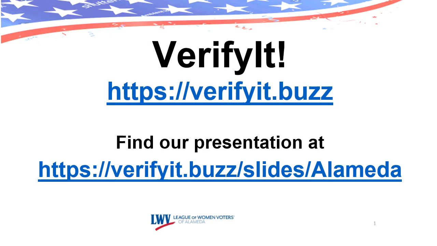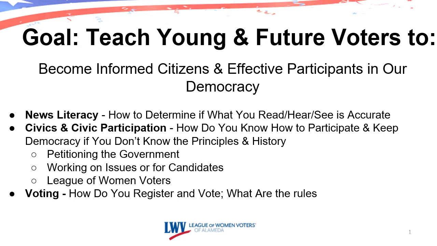So our goal in creating this game is to teach young and future voters to become informed citizens and effective participants in our democracy. We wanted to do it by focusing on three areas: news literacy, teaching them how to determine if what they read, hear, or see is accurate. We wanted to teach them about civics and civic participation, because how do you know how to participate and keep your democracy if you don't know the principles behind it as well as its history? We're looking at things like petitioning the government, working on issues for candidates and the League of Women Voters. And then finally, we wanted to look at voting. How do you register and how do you vote? What are the rules?